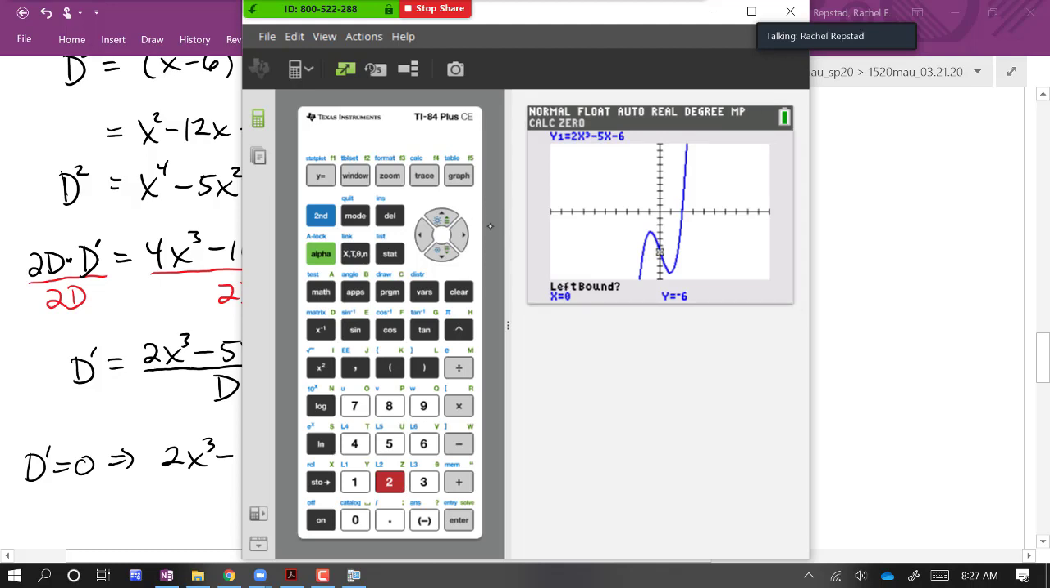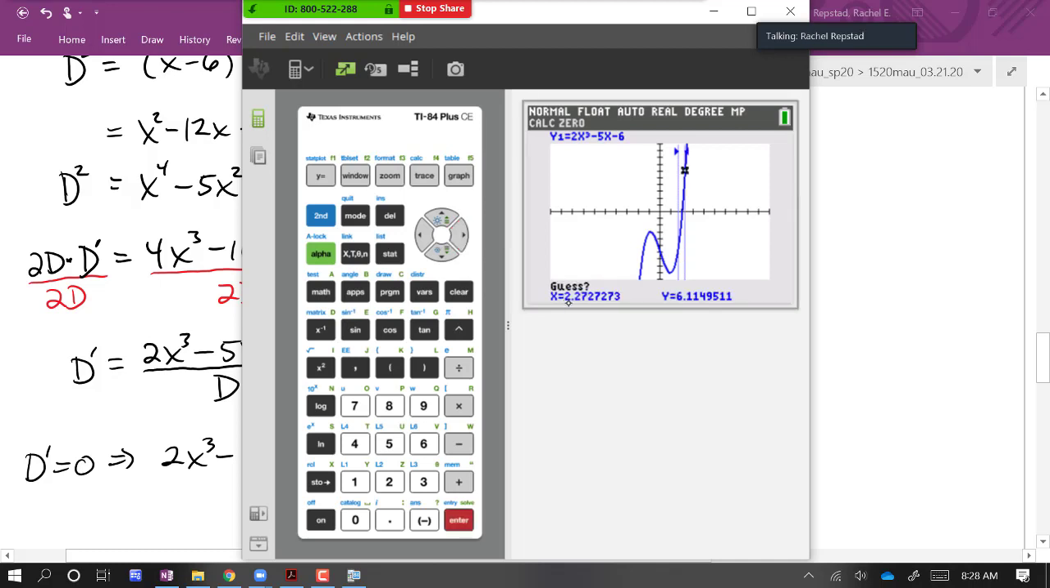It asked me for a left bound, and you can see I've got a blinking cursor. I'm just moving it, as long as it's somewhere to the left of where I see it cross, that's fine. I'm going to hit enter. Now it wants a right bound. And the idea is when you make these bounds, you want there to be just one 0 in between the two bounds. There's only one 0 here anyway, but if there were multiple zeros, you want to make sure that you've got a left bound and a right bound that encompass just one of the zeros.